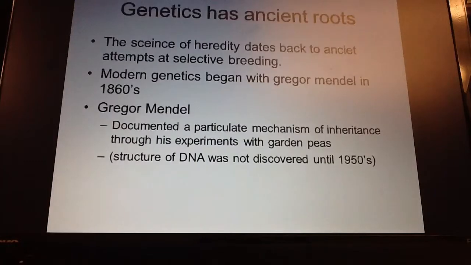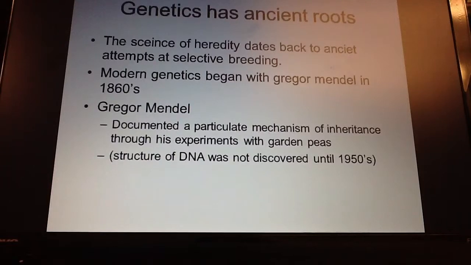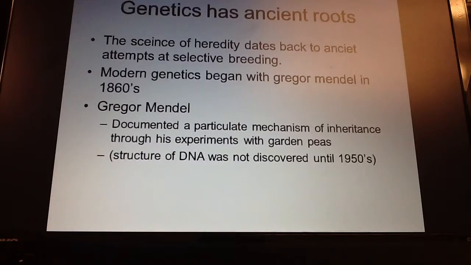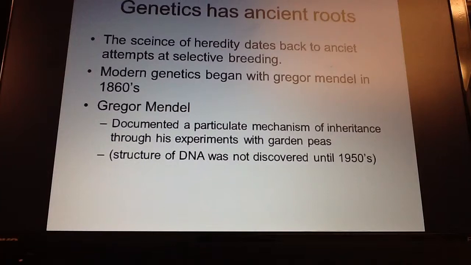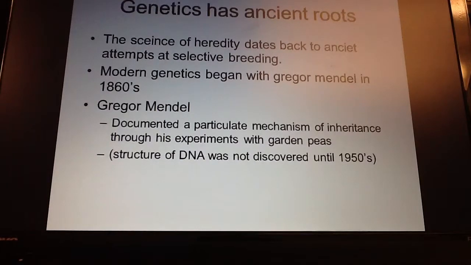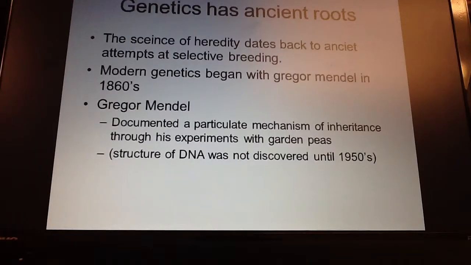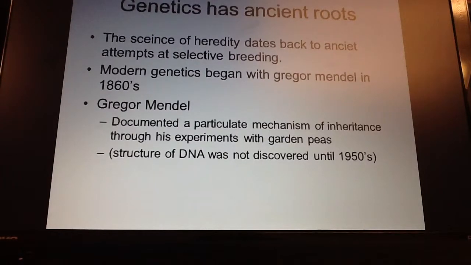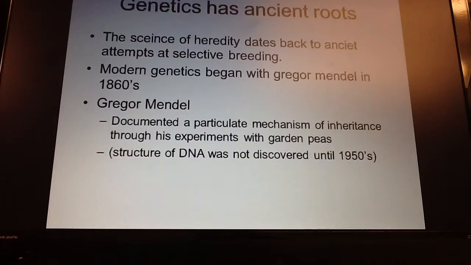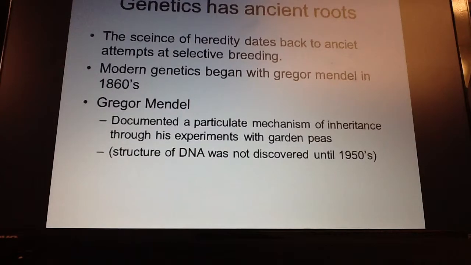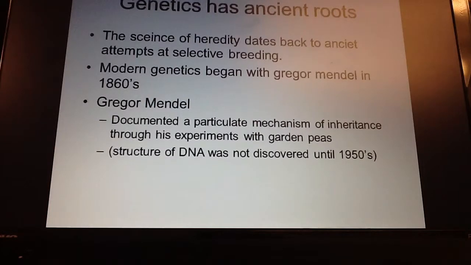Genetics basically dates back to some of the earliest and most ancient attempts at doing selective breeding or artificial selection when it came to farming. And this is back in the 1800s. One of the most famous people associated with genetics is Gregor Mendel. He was an Austrian monk, and he did a lot of research and work on pea plants. And what he did was he actually did experiments and he documented the mechanism of inheritance with his experimentation.